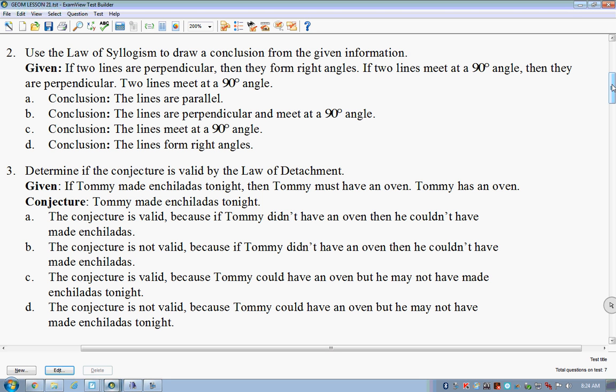Okay, if two lines are perpendicular, what do I want to underline there? Okay, up to the comma. What do I want to underline to distinguish for myself?